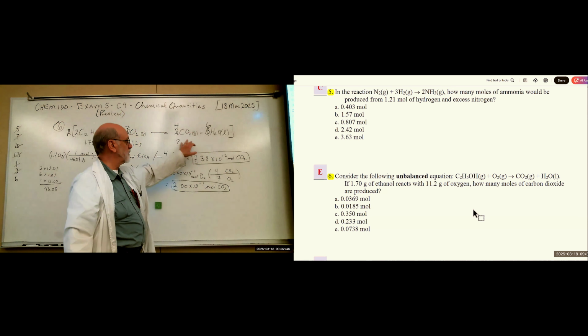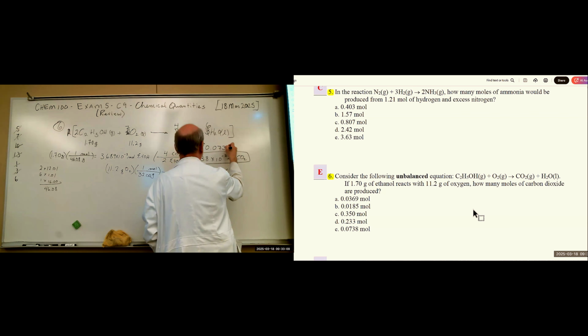That's in standard notation, so let's move the decimal. There you go. 0.0738. Yeah, 3 significant figures. So the answer is E. Okay, that took several steps. You have to be very methodical about it. Okay, now we're back on track.